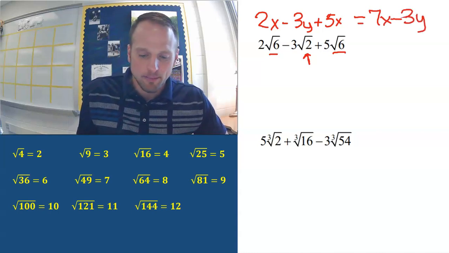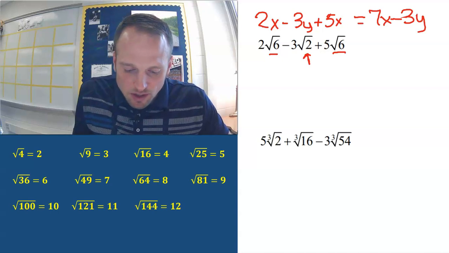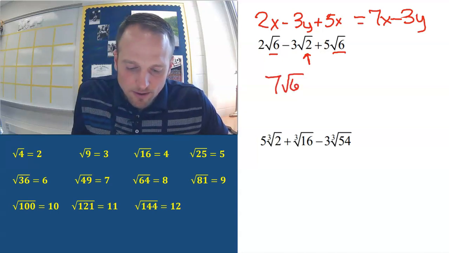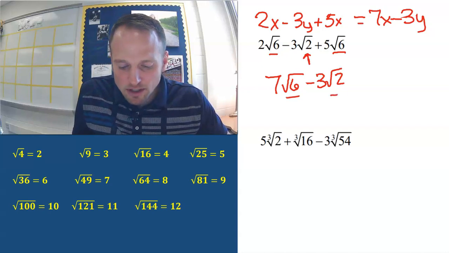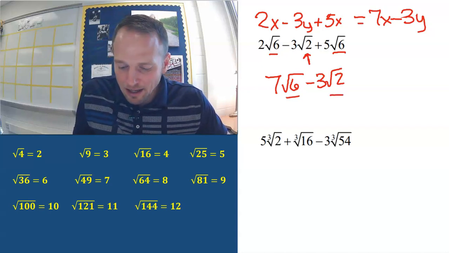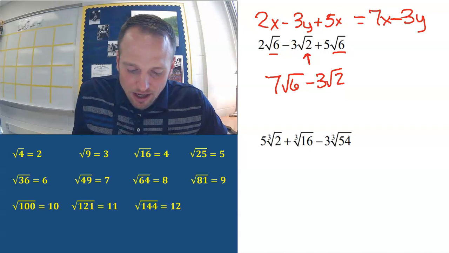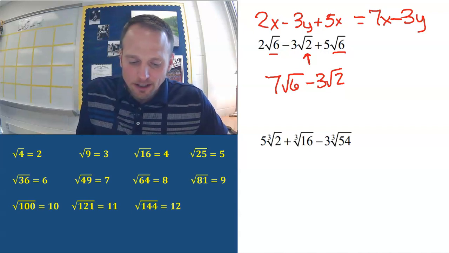We're going to follow that same pattern down here. 2 root 6 plus 5 root 6, that's just going to be 7 root 6 minus 3 root 2. And we can't take it any further because the root 6 and the root 2 are not alike, so we're just going to have to stay right there. Let's look at this next one.